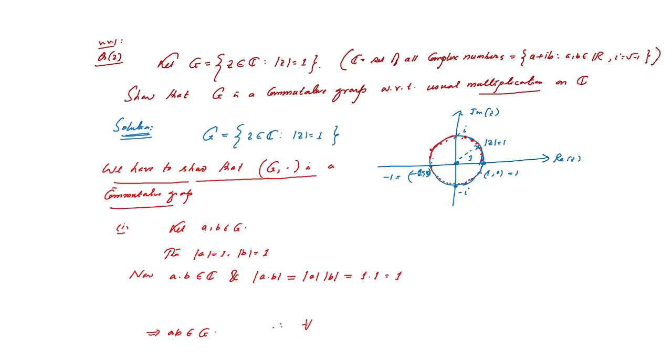So for all A, B belonging to G, AB belongs to G, and hence G is closed under usual multiplication. One note is important here: A dot B and AB have the same meaning. Dot is basically the usual multiplication. Now the closure property holds.